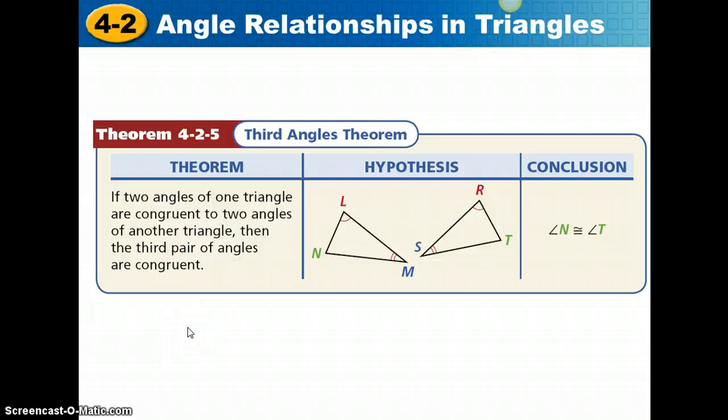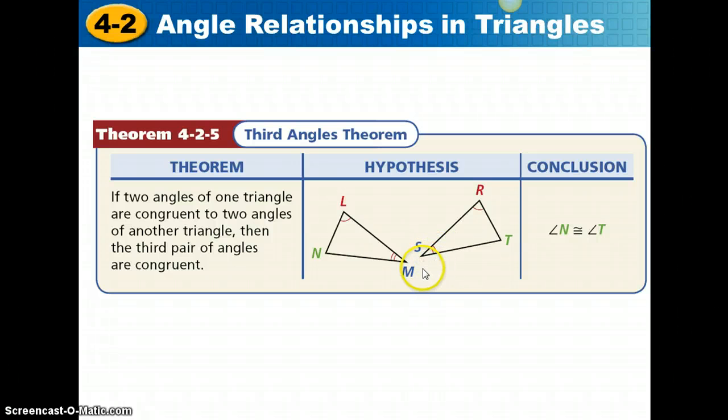Okay, we have one more theorem to take a look at, and that's the third angles theorem. It states this: if two angles of one triangle are congruent to two angles of another triangle, then the third pair of angles are congruent. And here's the diagram that shows you. We have L is congruent to R, and M is congruent to S.